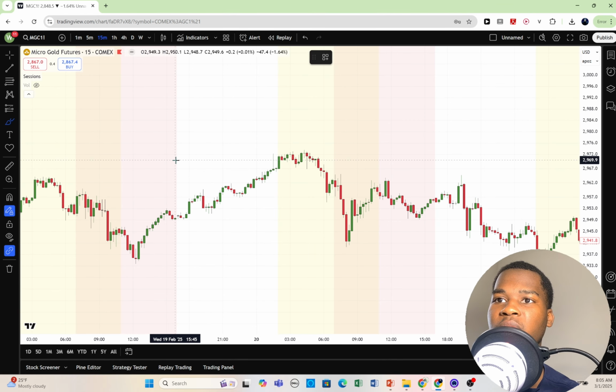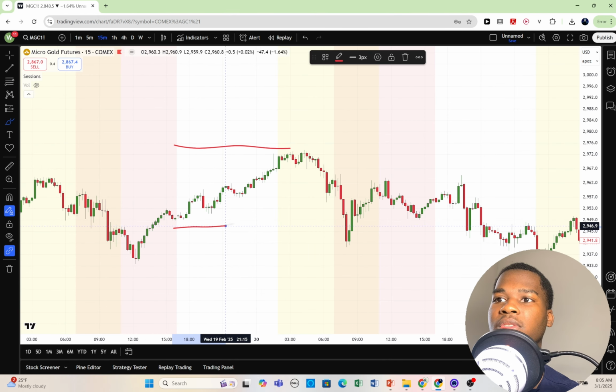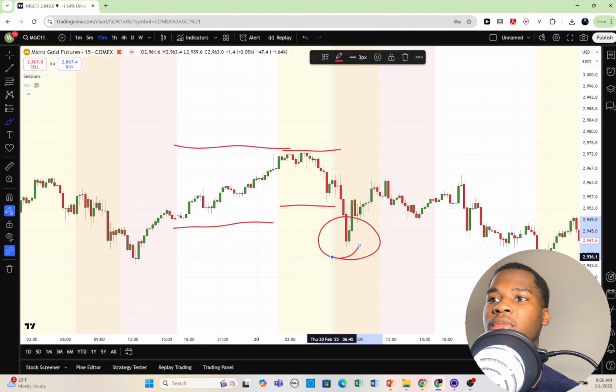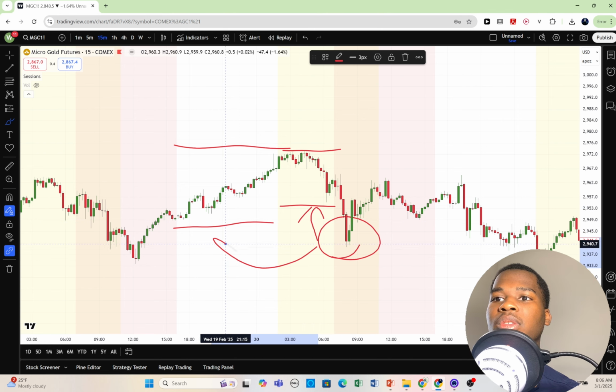Here's another example. We mark off the highs and lows of Asia, and then the highs and lows of London, and we can see New York cleanly manipulated both London and also Asia.